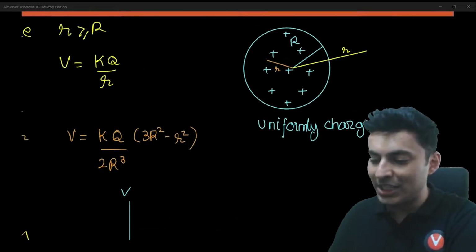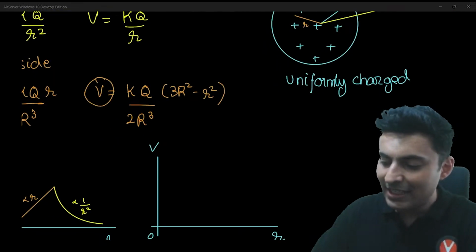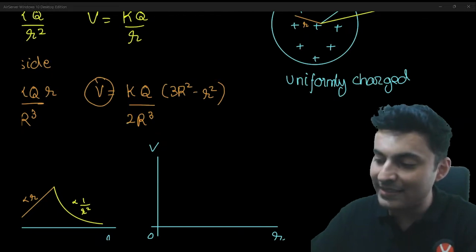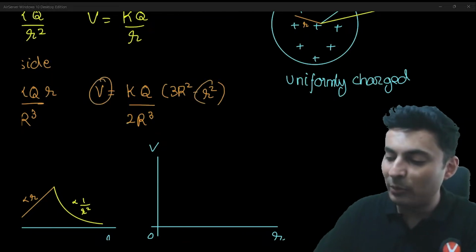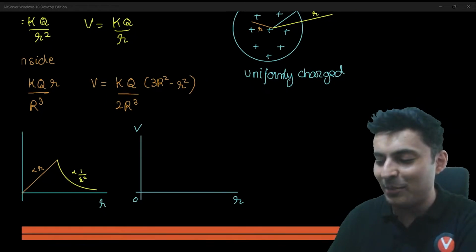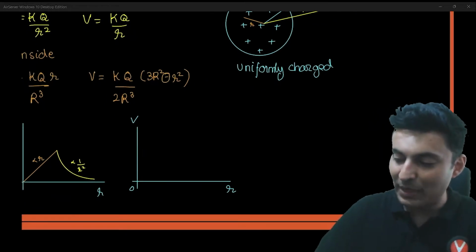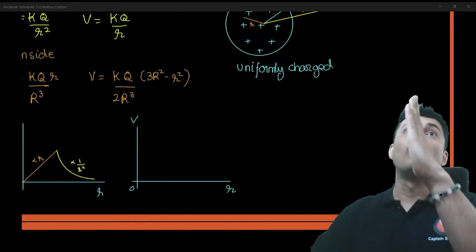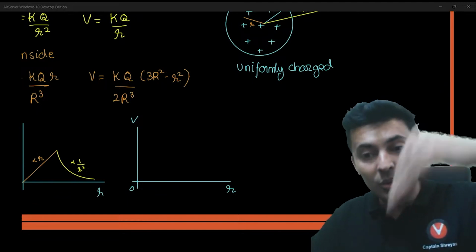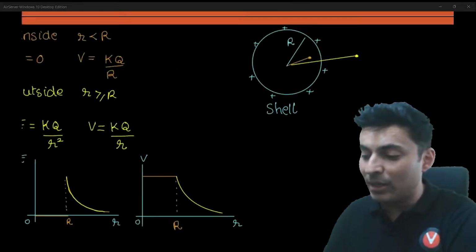Let's talk about potential. When you are inside, it is small r square on the top. Potential is proportional to small r square. That means it is a parabola. But because there is a minus sign, it is not an upward parabola. It is a downward parabola.